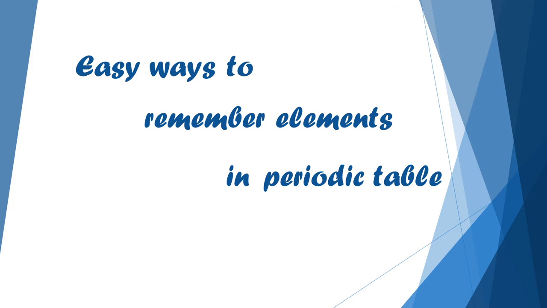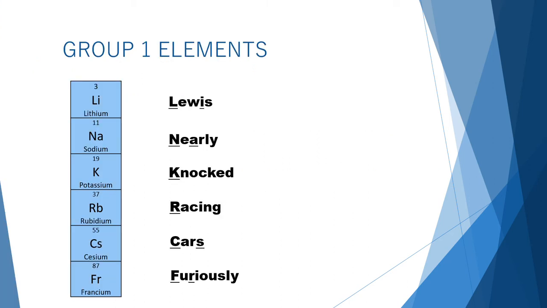In this short video, I will try to make you memorize the elements in group 1, 2, 17, and 18. Let's have a look on how to memorize elements in group 1. The key is to create a sentence using the symbol letters of the elements starting from the top of the column until the bottom of the column.